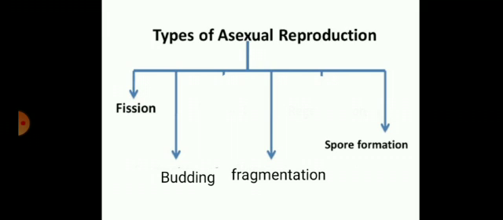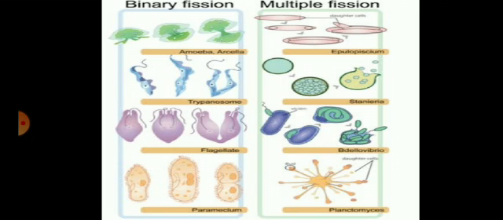There are several ways by which animals reproduce asexually. They are fission, budding, fragmentation, spore formation. First one, fission. Fission occurs in some invertebrates, that means organisms without backbone. Multicellular organisms. So, fission occurs in some invertebrate multicellular organisms.